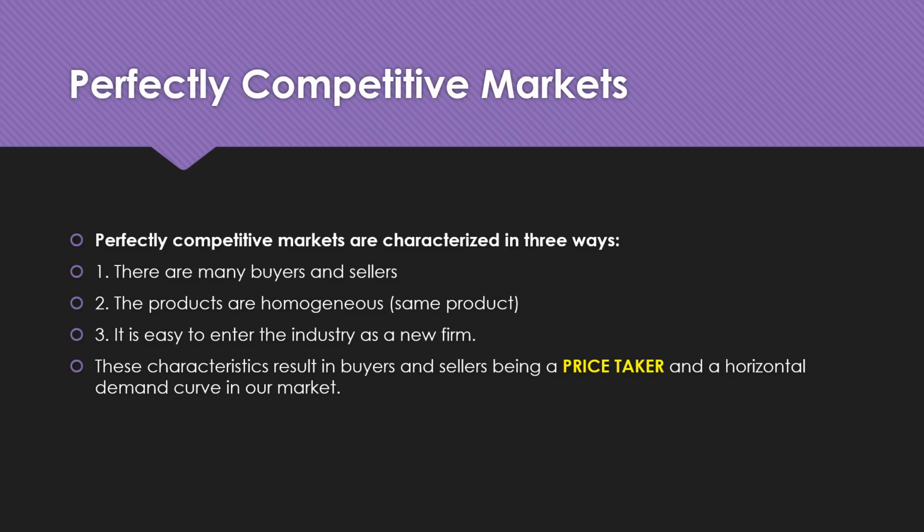So the market structure we're going to talk about here is a perfectly competitive market. A perfectly competitive market is characterized by three things. Again, it has to do with the number of buyers and sellers, the differentiation or lack thereof of a product, and how easy or difficult it is to enter the industry as a new firm. In a perfectly competitive market, there are many buyers and sellers. The product that they're selling is indistinguishable, or as we like to call it in economics, homogeneous. It essentially just means it's the same product, and that it's easy to enter the industry as a new firm.